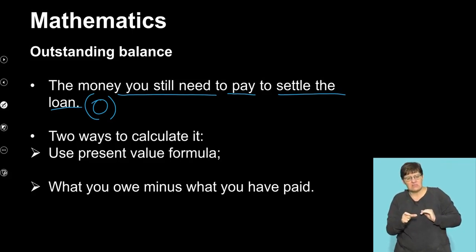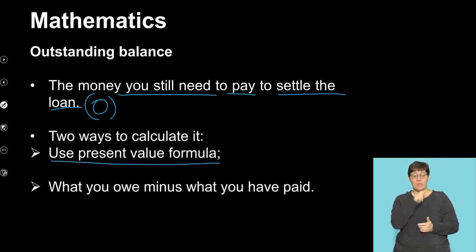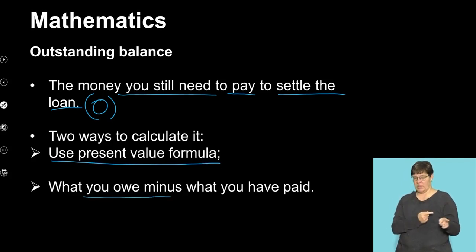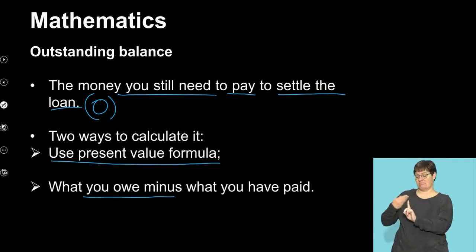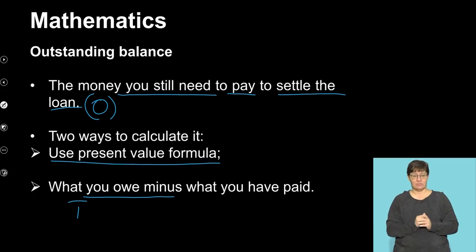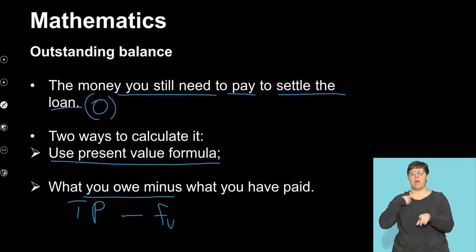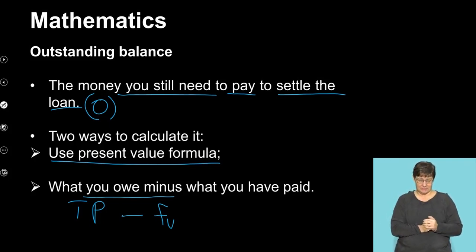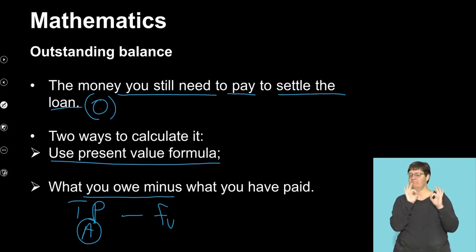Now, there are two ways to calculate it. The first one will be to use the present value formula. I'm going to show you how to really do that. And also, you can always say what you owe minus what you have paid, right? What you owe is the total amount of money that you still owe, so total present value plus the interest, minus what you have paid, for which we normally use the future value because it's monthly payments that accumulate to be a certain amount of money. But I will show you what that has to do with. The present value is normally calculated using compound interest, hence I'm writing A there.